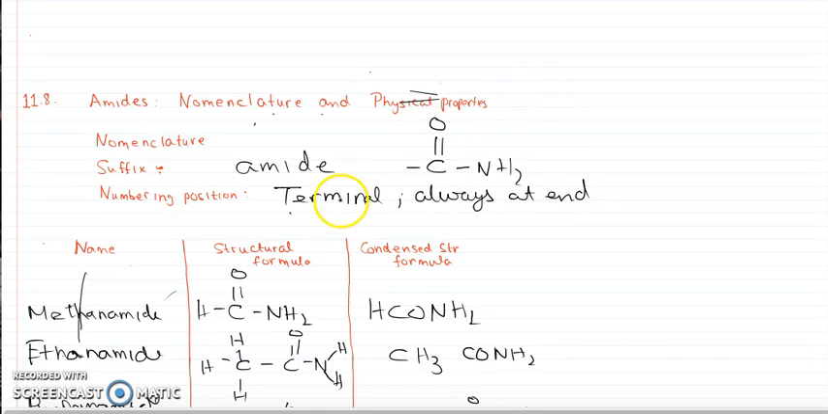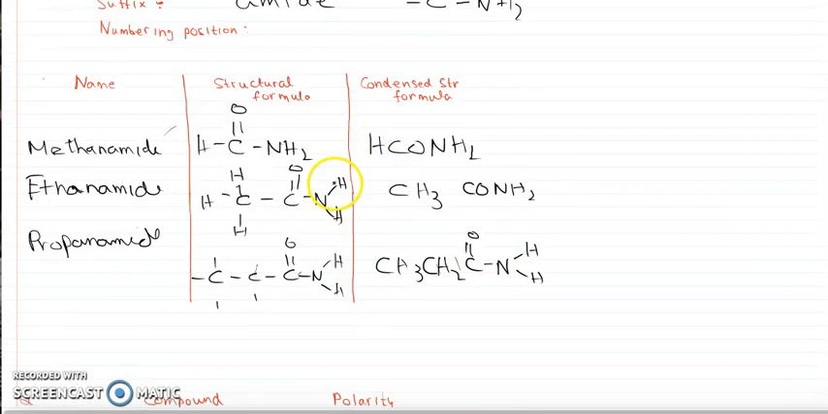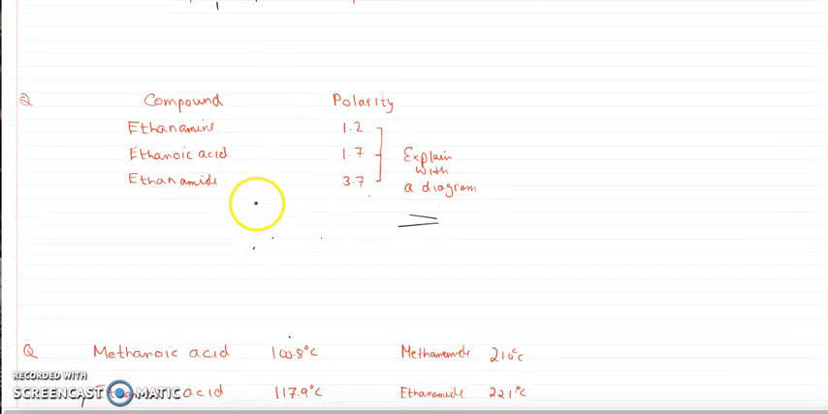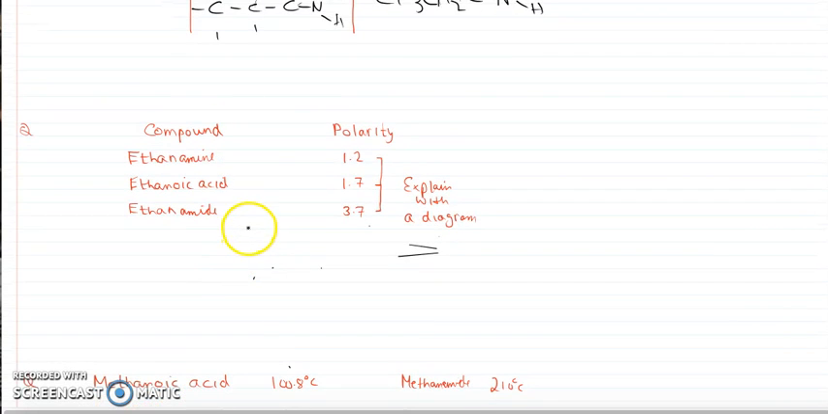Now let's follow this up with a question. That's why there's no propane-2-amide, by the way. It has to be just propanamide. You'll have only one at the terminal position. So if you have a look here, ethanamine has a polarity of 1.2, ethanoic acid has a polarity of 1.7, but ethanamide has a polarity of 3.7. How would you explain that? I'll give you a couple of minutes to think about this.